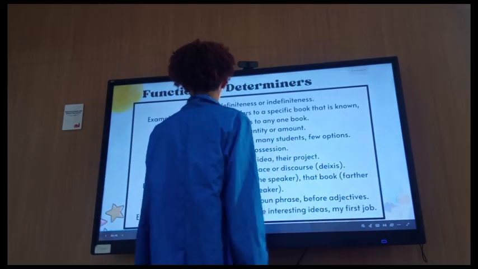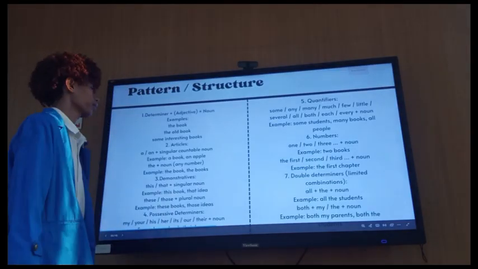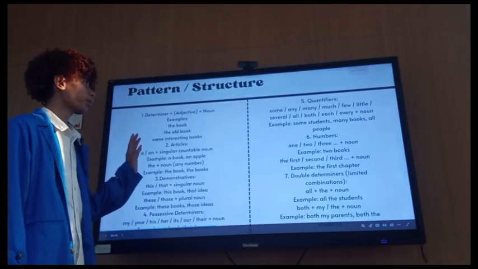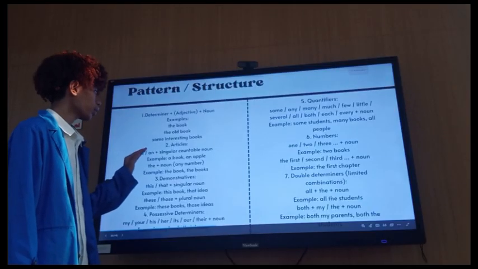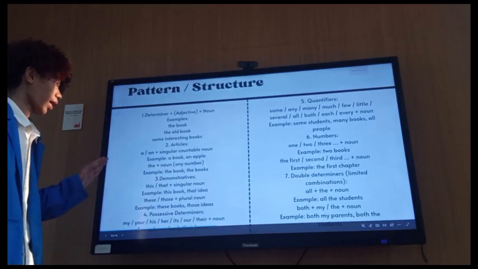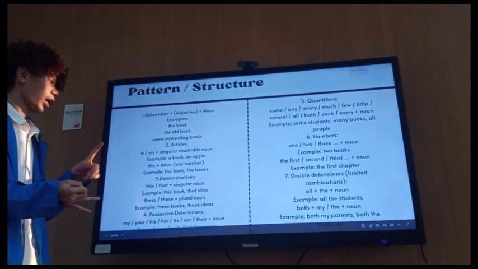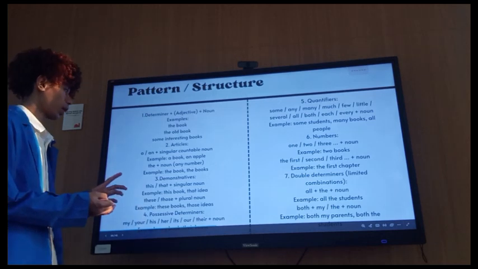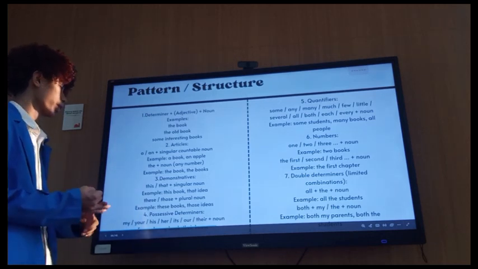Next, pattern or structure. 1. Determiner plus adjective plus noun. Example: the book, the old book, some interesting books. 2. Article: a or an plus singular countable noun. Example: a book, an apple; the plus noun, any number. Example: the book, the books.